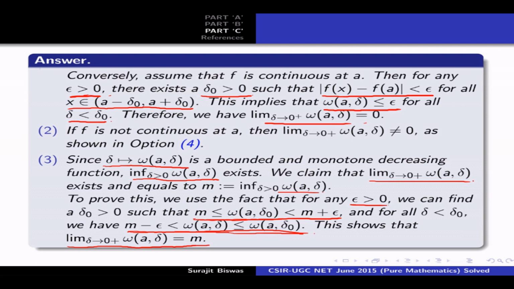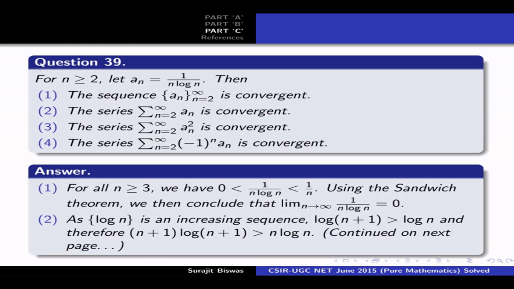Okay, so this settles the question, and so we go to the next one. Question number 39. The question is, for n bigger than or equal to 2, let a_n equal 1 by n log n. Then we have four options. The sequence a_n is convergent. The series summation n equal to 2 to infinity a_n is convergent. Okay, so we'll see one by one.